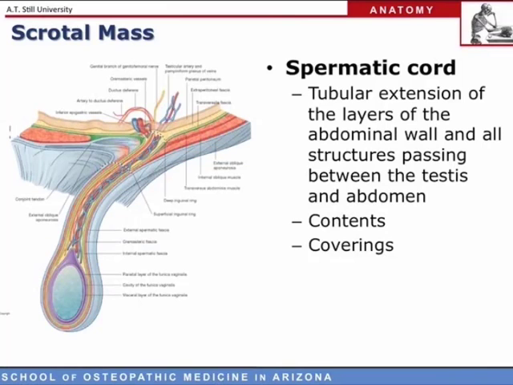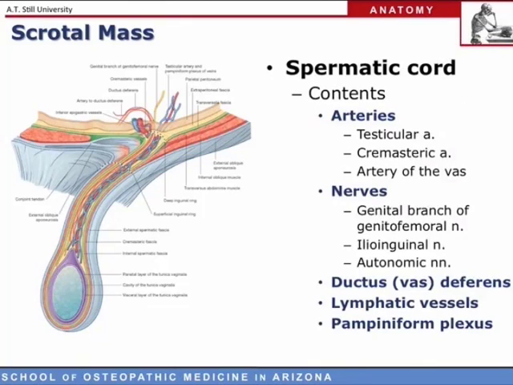Well, let's look at the contents of the spermatic cord first, and it's unfortunately the case that there are several contents of the spermatic cord. So I found the best way to simplify this for my mind is to think of the spermatic cord as having 3 arteries, 3 nerves, and 3 other structures. So let's start with the arteries, and really they're the things that make sense that you would find in the spermatic cord. The testicular artery supplying the testis.